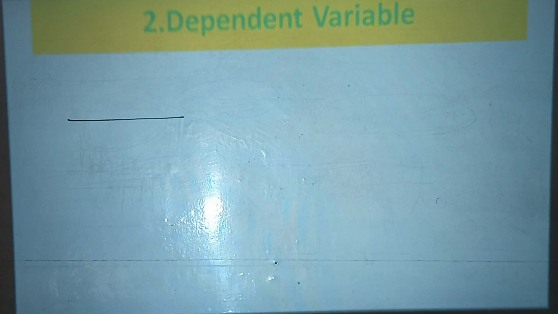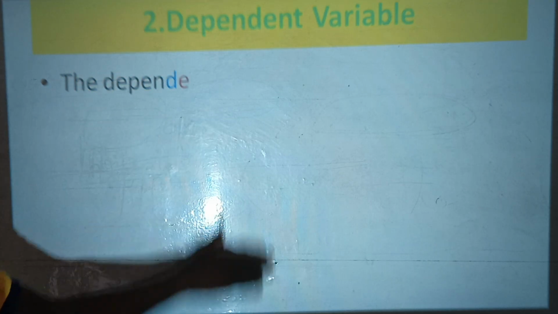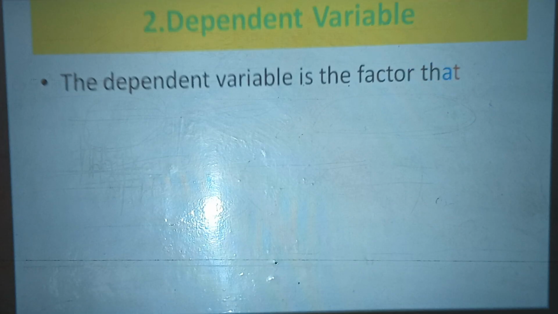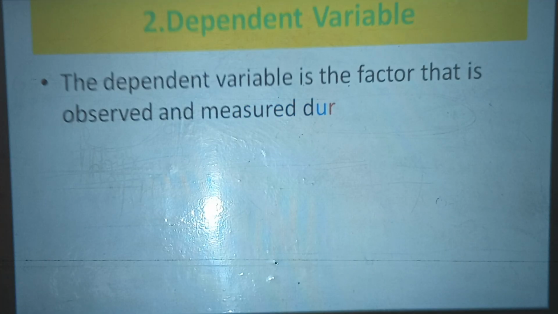but if you take it in the context of the dependent variable, okay, what is the dependent variable? So the dependent variable is the factor that is observed and measured during an experiment.